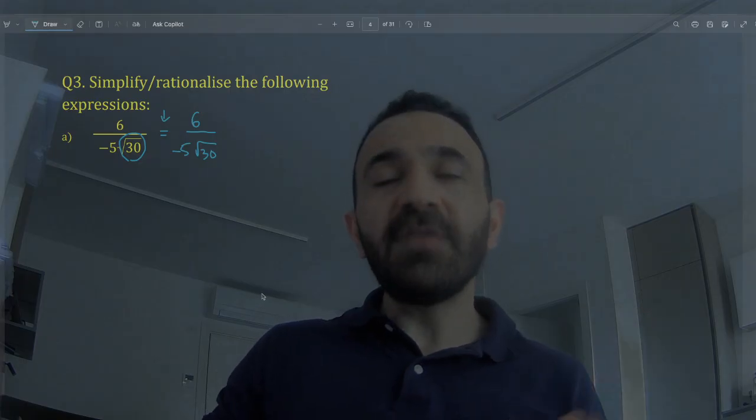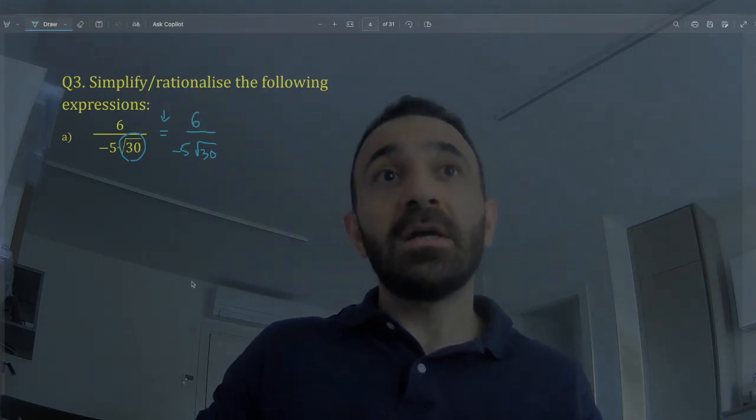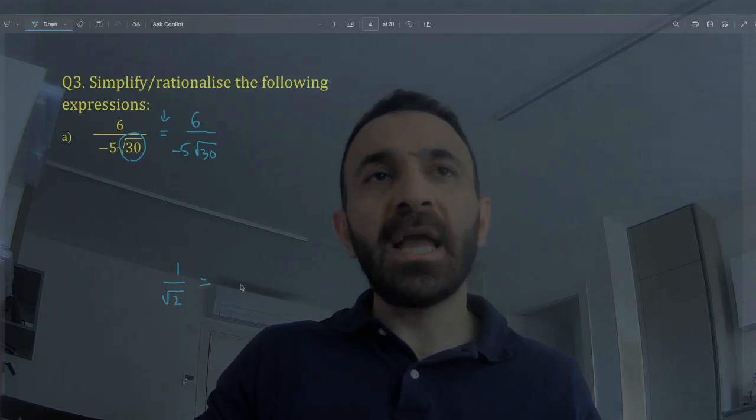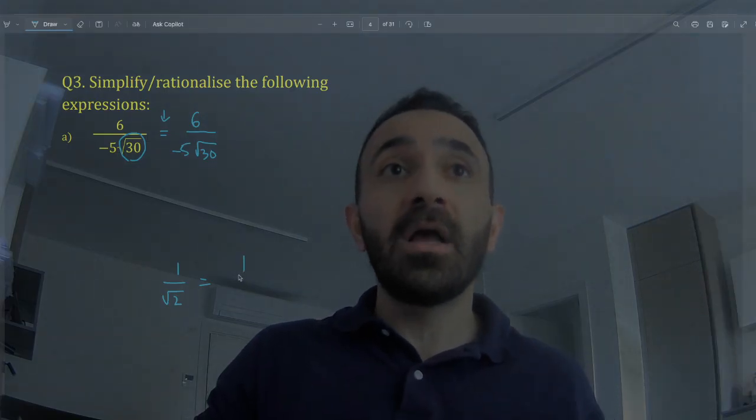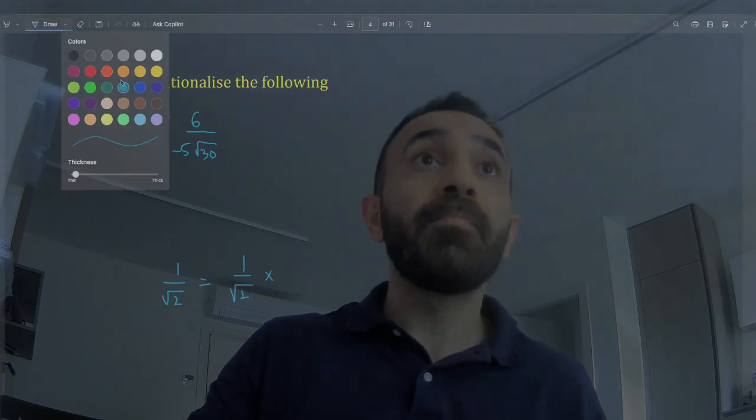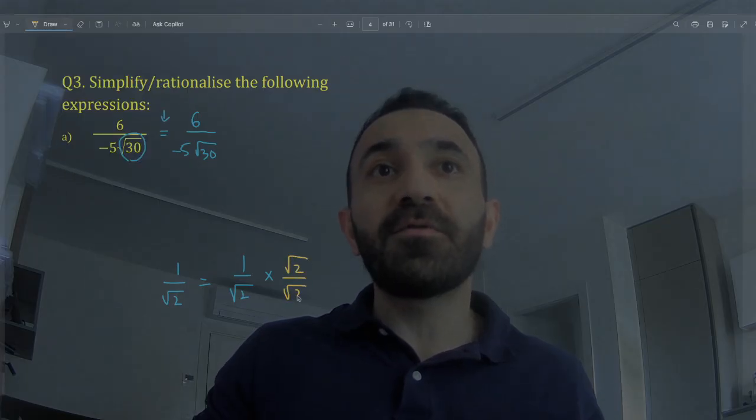Okay, I'm going to give you one simpler example for students who are a little new to this topic. Let's go for 1 over square root of 2. How can I rationalize it? How can I get rid of a square root in the denominator? I copy the same value and I multiply it by square root of 2 over square root of 2.